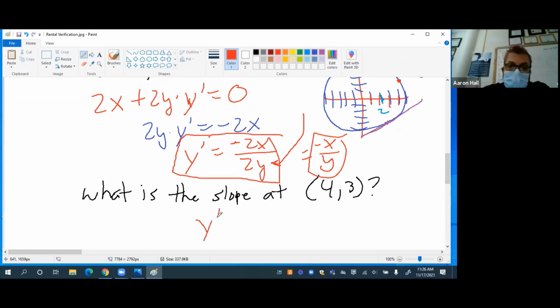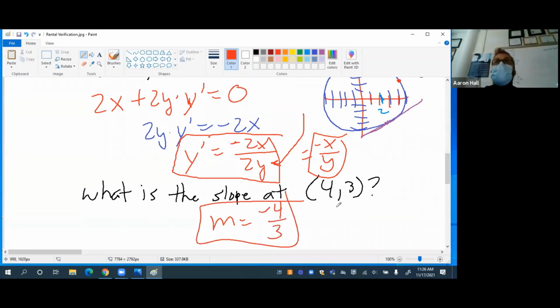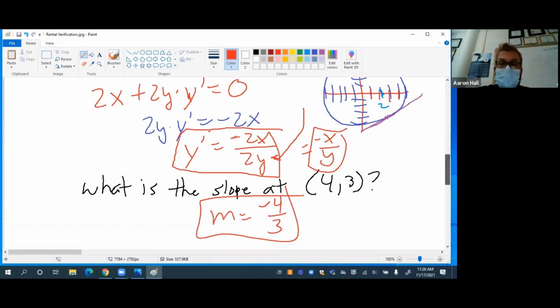My slope at that point, I'll just write m. Usually we use the letter m to represent our slope. It's going to be -4/3. That's an easy slope to calculate. Just plug in your x and your y value.